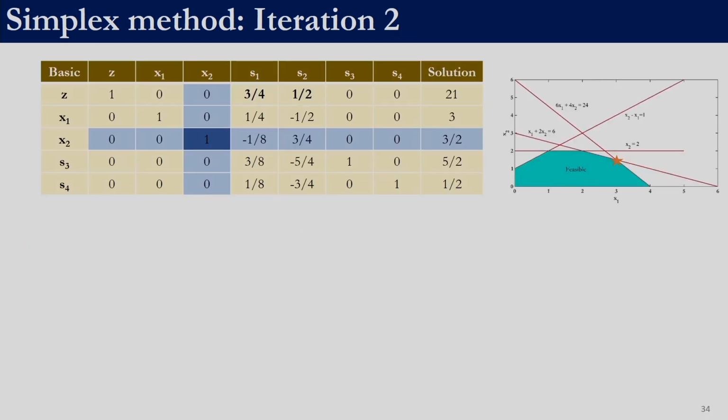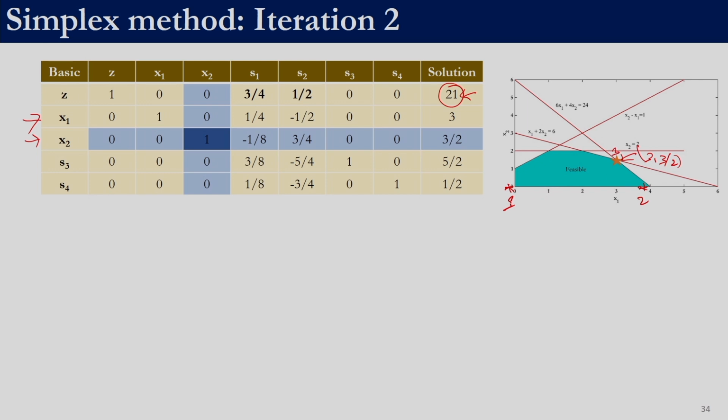If you remember, we started with this first point, then we moved to this point, and now we have achieved this point. Because the value of x1 is 3 and the value of x2 is 3 by 2, this point corresponds to (3, 3/2). That is the point which we are currently at. The objective function at this point (3, 3/2) is 21. So, we have completed the second iteration, and we have moved from the previous point to this point.